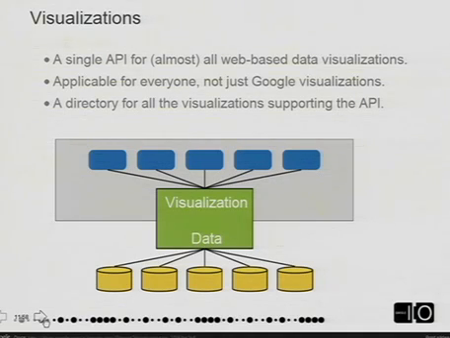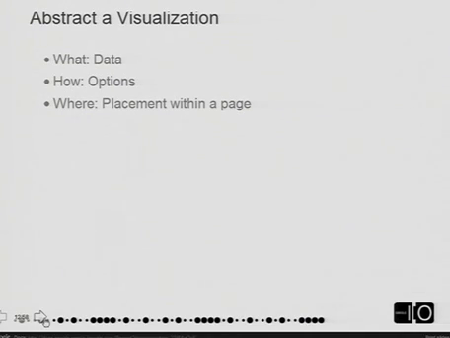Single API for visualizations, multiple instances of actual visualizations. So the first thing to do is abstract what a visualization is. The general abstraction is that it has 3 components: the data you want to show, how you want to show it, options that control how you want to show it, and where you want to put it on a page.